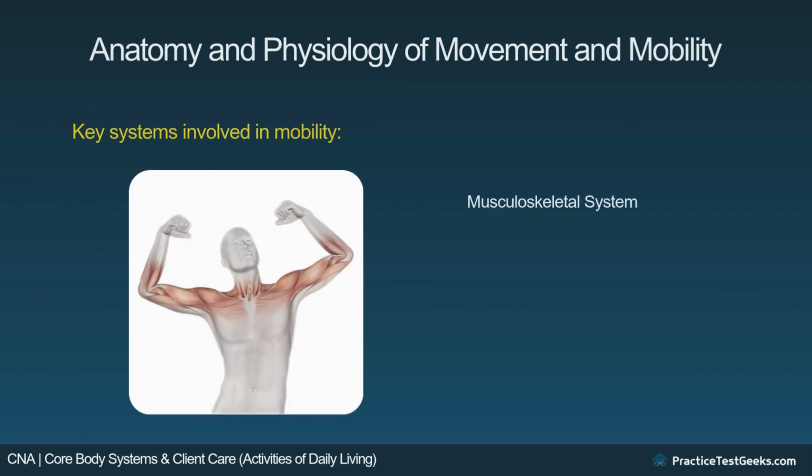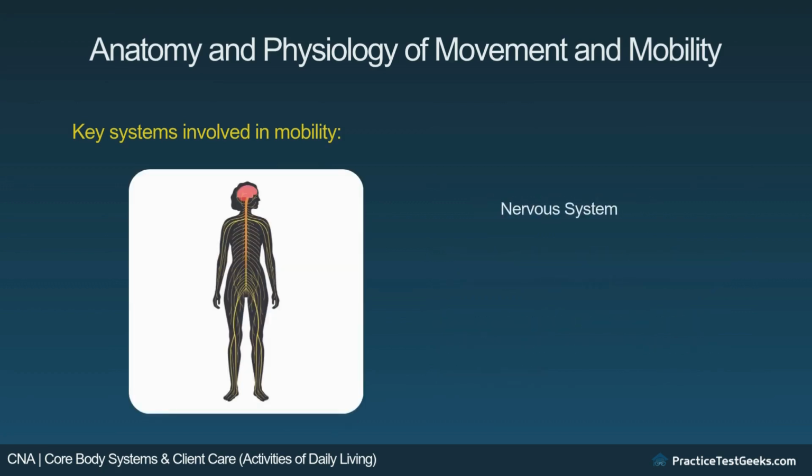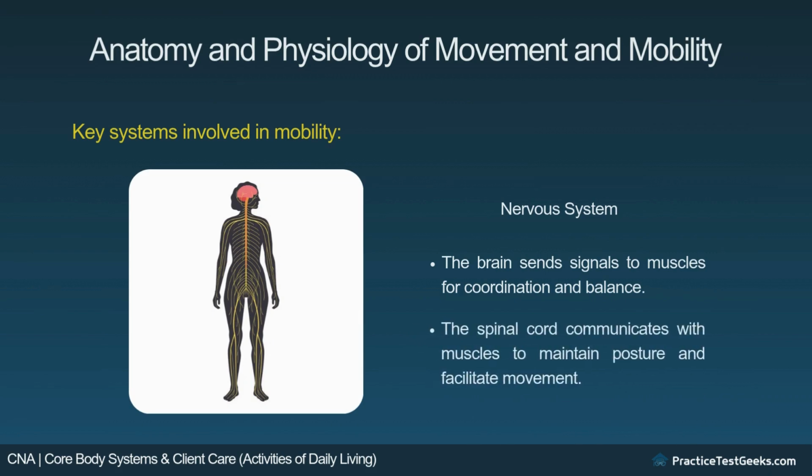Musculoskeletal system. Bones, muscles, and joints provide structure, support, and movement. Proper muscle strength and joint mobility are essential for safe ambulation. Nervous system. The brain sends signals to muscles for coordination and balance. The spinal cord communicates with muscles to maintain posture and facilitate movement.